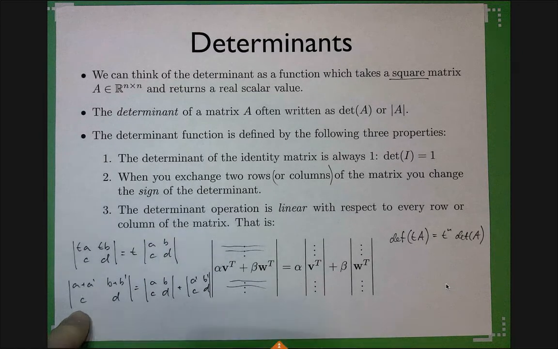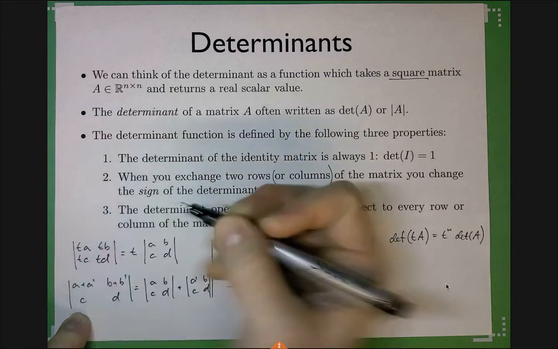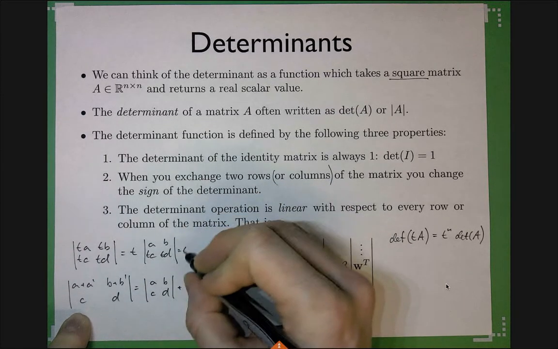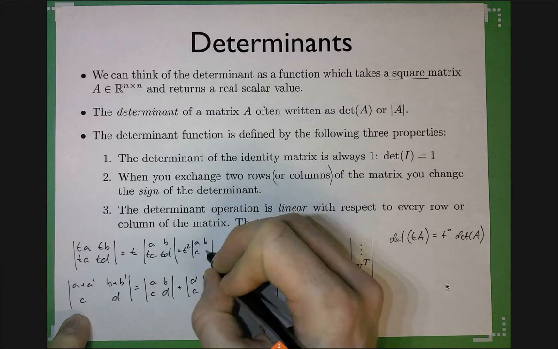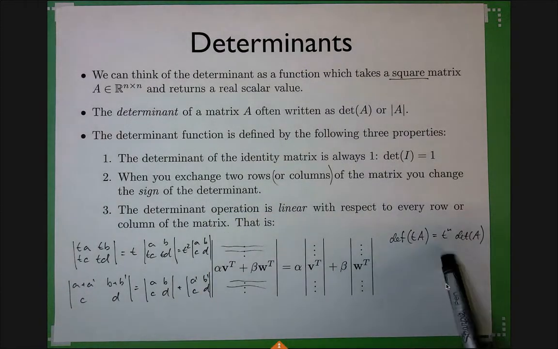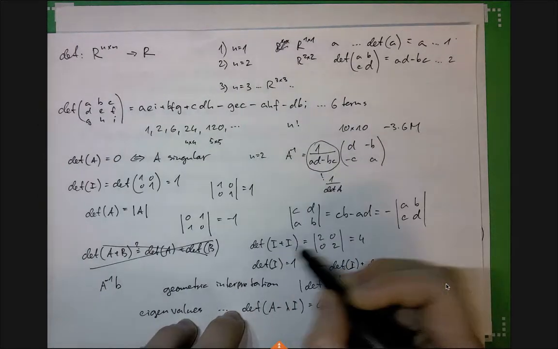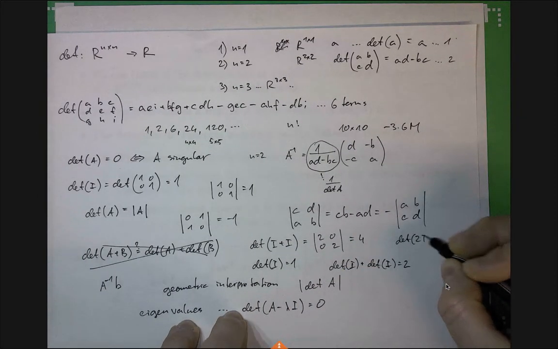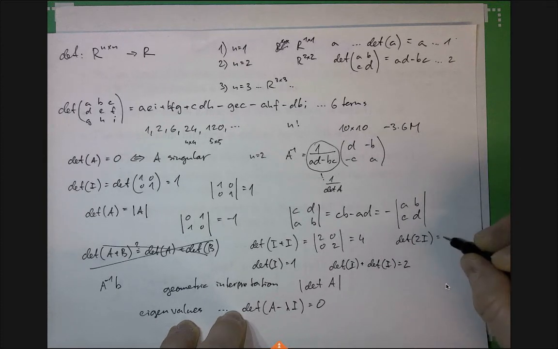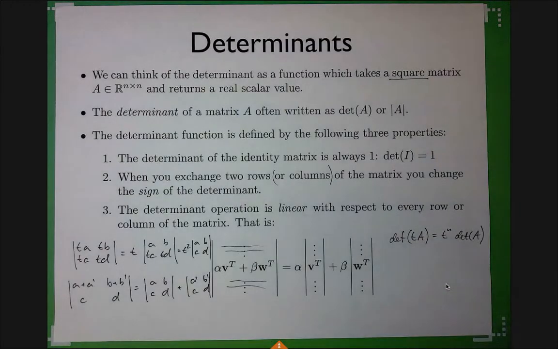So if I do that for every row, like if I did that here, I could write this, right? And here I could do t squared, A, B, C, D. And if it's an n by n matrix, then I of course get t to the n. By the way, this also is compatible with what we said here, right? Because this determinant of I plus I is just the determinant of two identities, right? Which has to be 2 squared times 1, which is 4. So that's correct. That's a simple case.